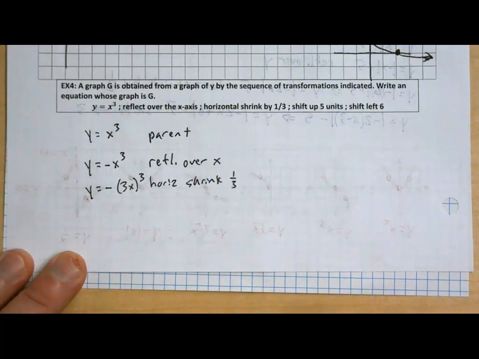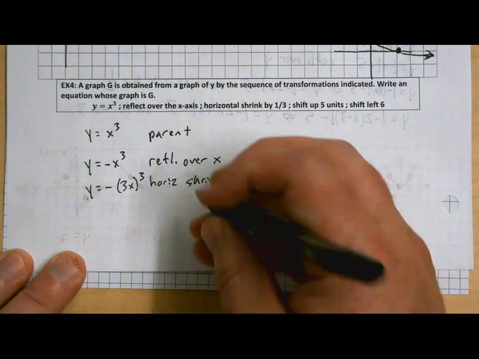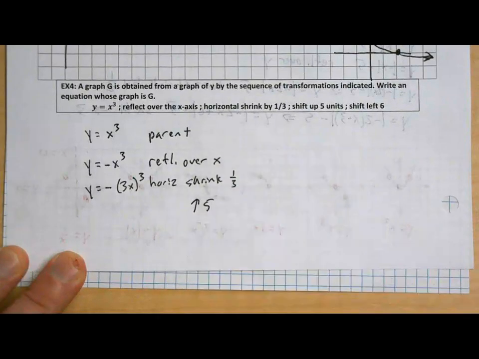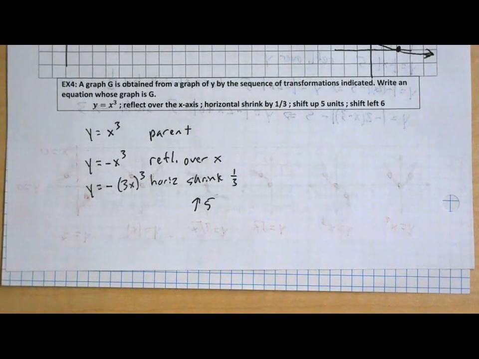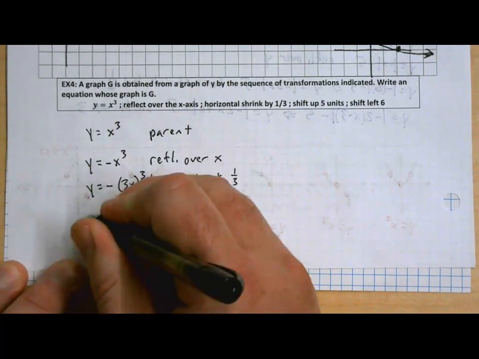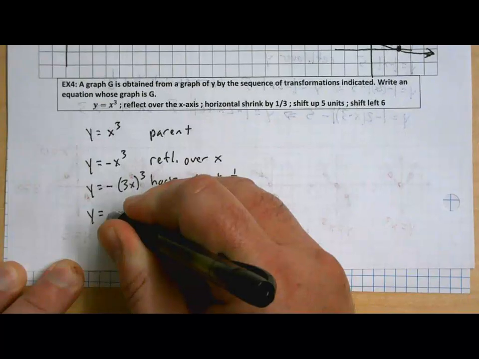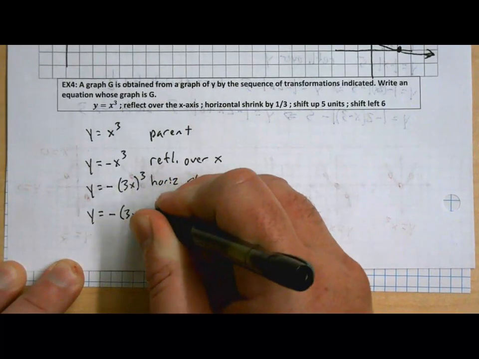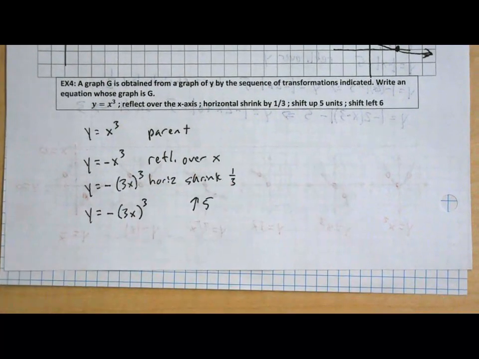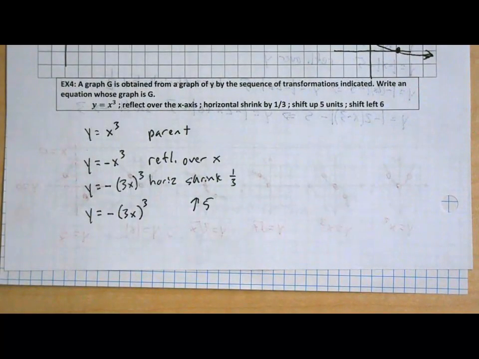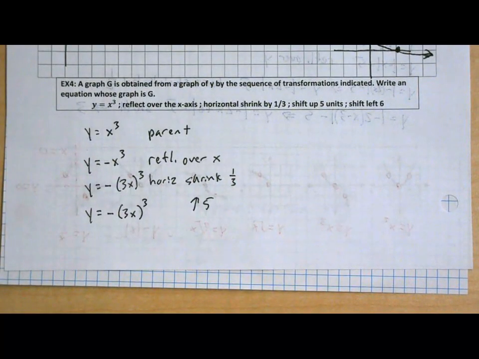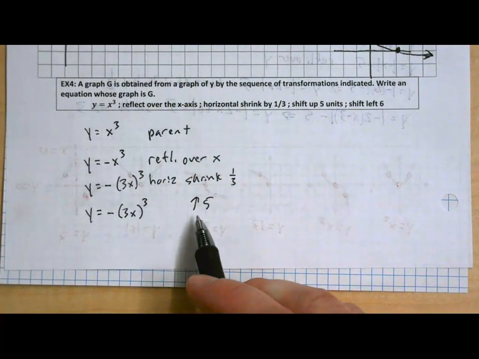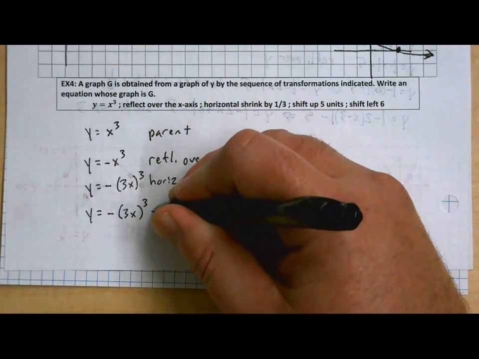All right, next, shift up 5 units. All right, that's vertical, so that's going to be happening on the outside. So let me copy my function down, and then we'll do something to the entire function. So if I'm shifting up, that would be addition to the entire function, so plus 5.